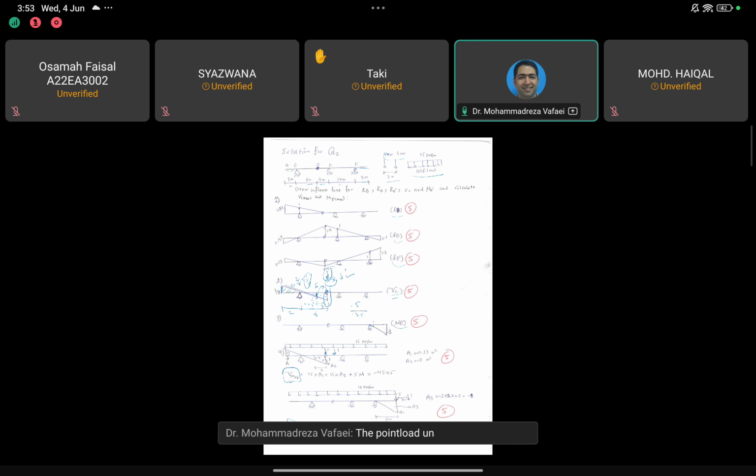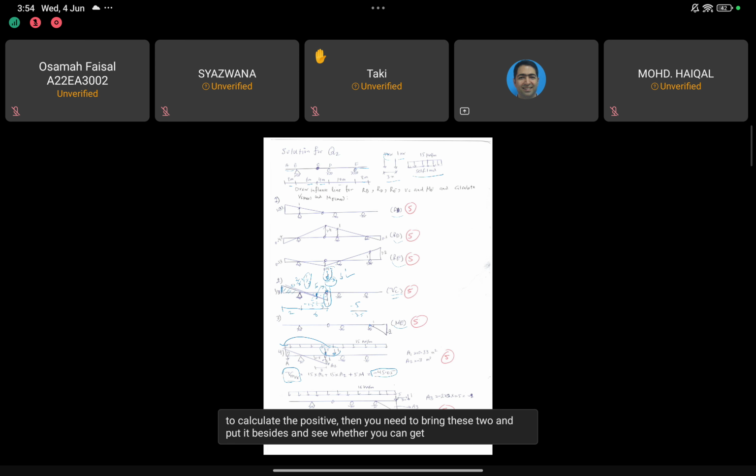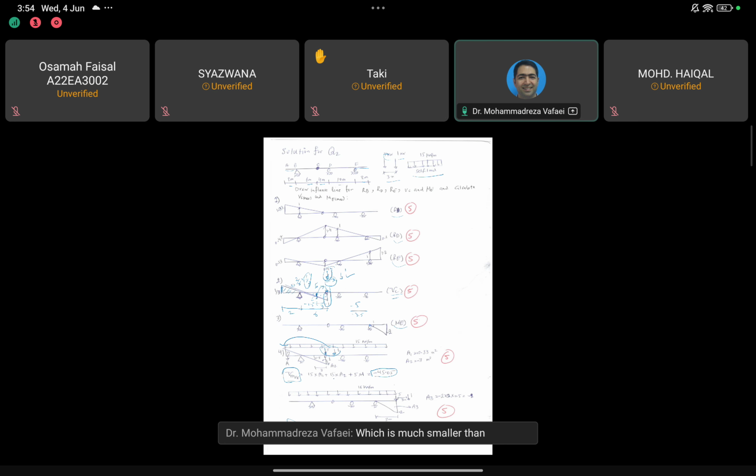Uniform load is all over the span. And for this case, you get -45. If you want to calculate the positive, then you need to bring these two and put them on this side and see whether you can get a positive sign or not. But since the values are small, even if you multiply 5 by 1/3, it becomes 5/3, which is much smaller than this value. So it is always negative. And the largest negative is the value that you can see here.